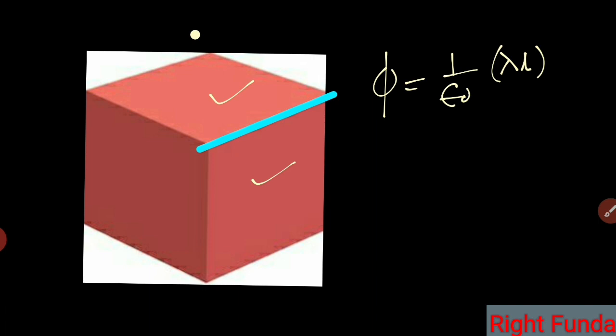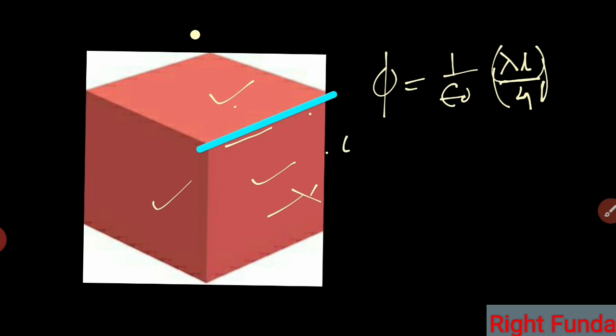So how many cubes are there touching this one? There are four cubes touching this corner, here and here and here. We have these four. So the charge enclosed is not lambda L; lambda L by 4 is the charge enclosed within this. That is the total flux there. But this total flux is distributed over six surfaces.